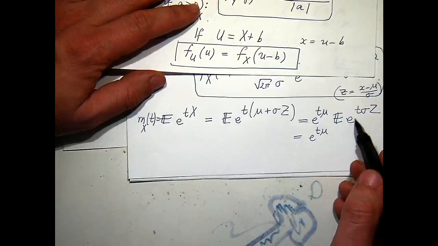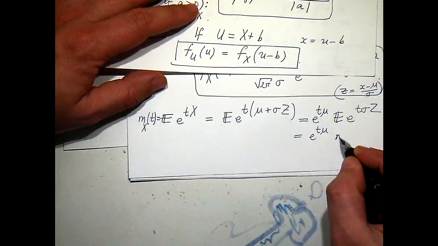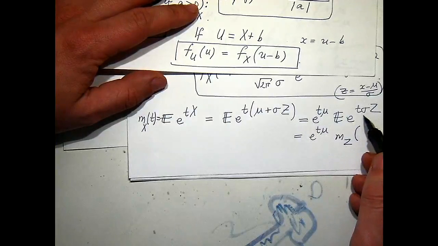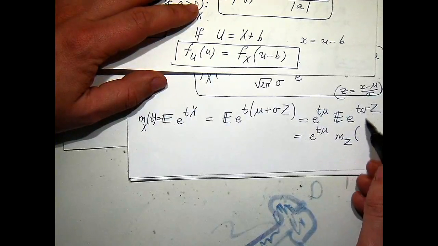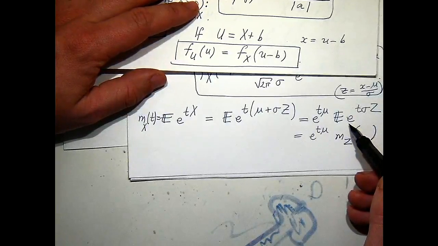Now there's a clever thing here. You can just notice that whenever you have expected e to the something times z, that is itself the moment generating function of z. It is itself M_Z, but not evaluated at t. It's evaluated at a different point. Can anyone see what I'm talking about here?